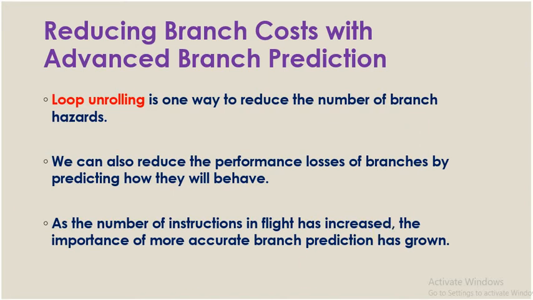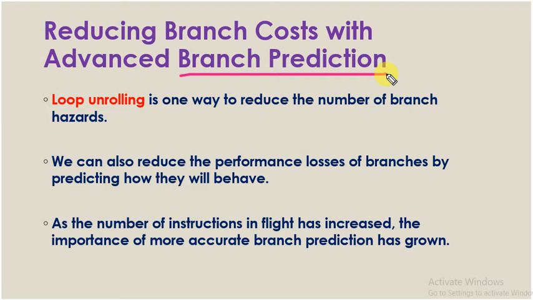Now we will look at one more compiler technique, called advanced branch prediction. The second compiler technique that is used to improve the performance of instruction level parallelism is to use advanced branch prediction. So what is this branch prediction? What is the aim of predicting the branch, or how a branch will be behaving in the future?